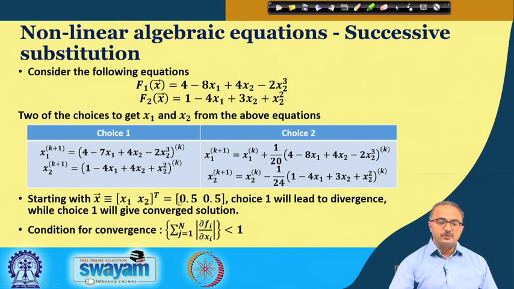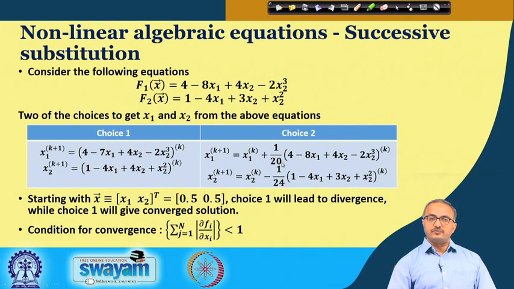And you will find that suppose we start with an initial guess value of 0.5, 0.5. Then if you choose this particular way of representing x1, x2, you are not going to the solution. But on the other hand, if you take this particular representation, then you are able to get the solution. So, that means the choice of the x1, x2 expression would determine the convergence of the system of equations.